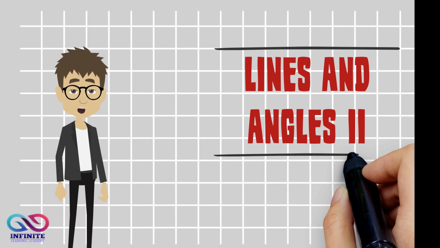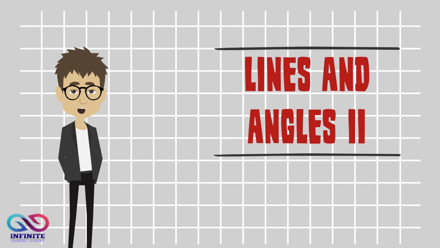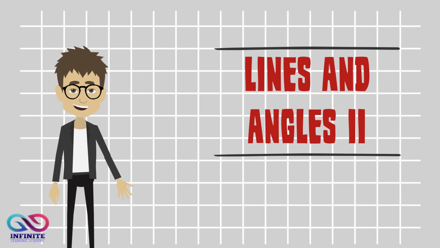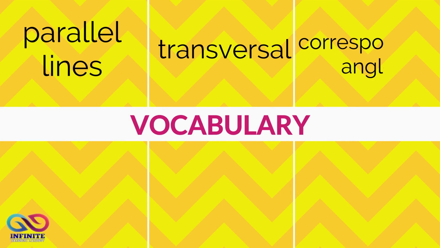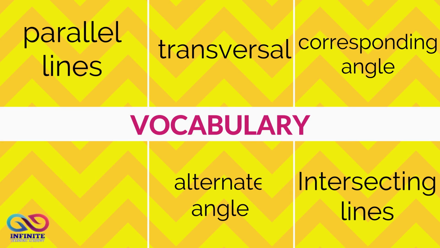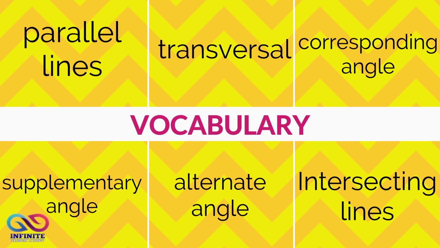Hi, welcome. Today, we are going to learn the first topic of Form 3, and that is Lines and Angles Part 2. In this video, you will learn about the angles associated with parallel lines and transversals. In this topic, you will learn terms like parallel lines, transversal, alternate angle, interior angle, corresponding angle, intersecting lines, and supplementary angle.